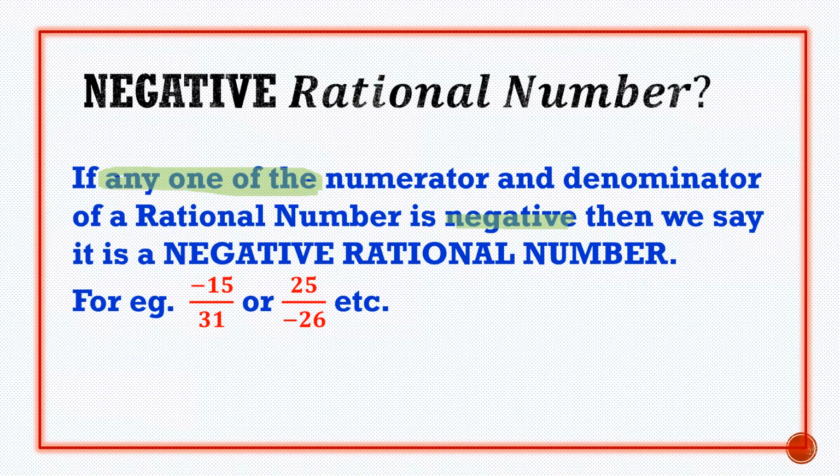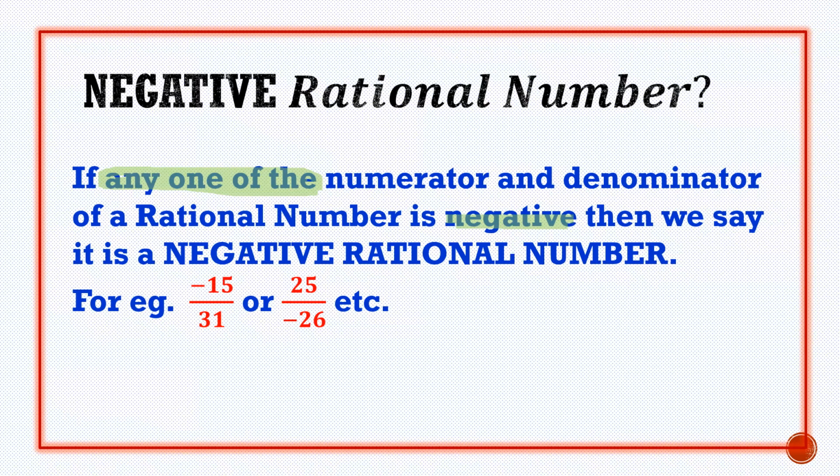Positive rational numbers are those where both have a plus sign: the numerator has a plus sign and the denominator also has a plus sign. But when we talk about negative rational numbers, whether the negative comes in the numerator or in the denominator, it will be called a negative rational number. And if it comes in both, what will happen if we have a negative sign both in numerator and denominator? They'll get cancelled. So that will again become a positive rational number.